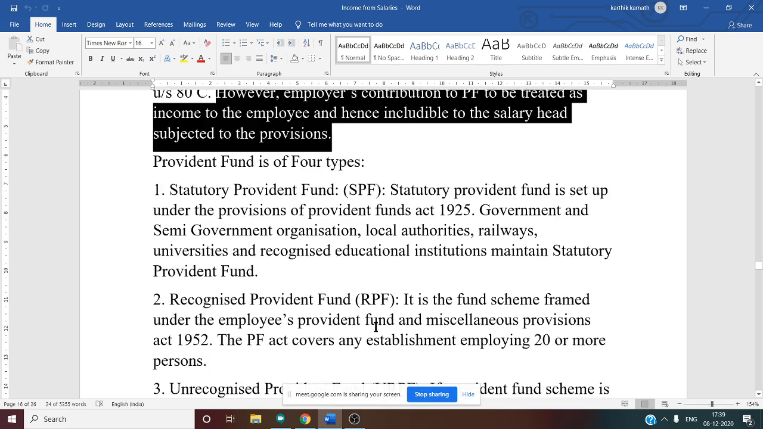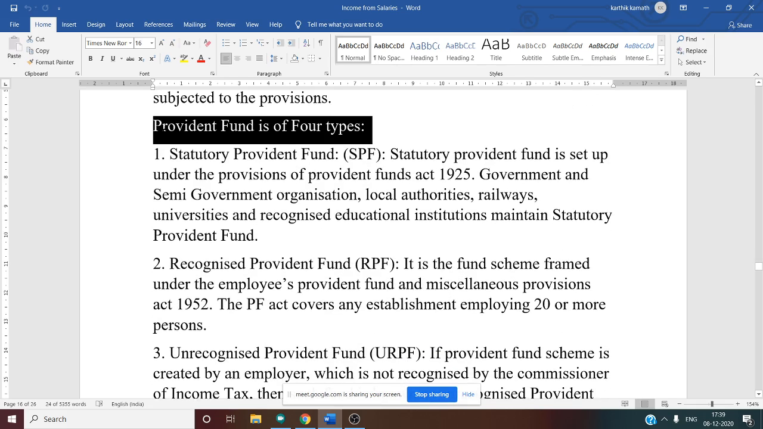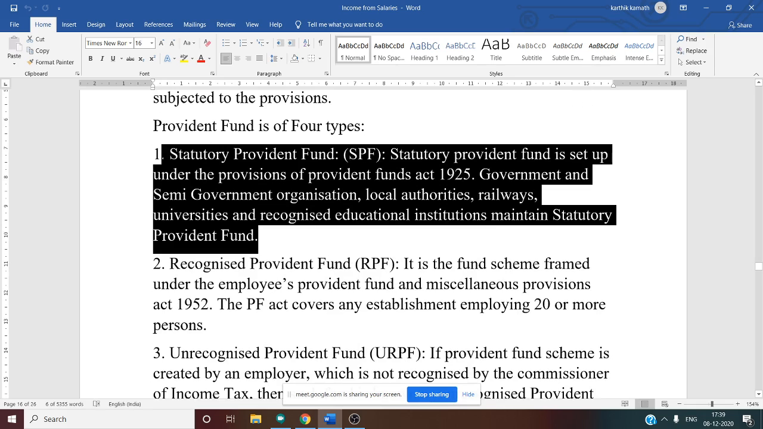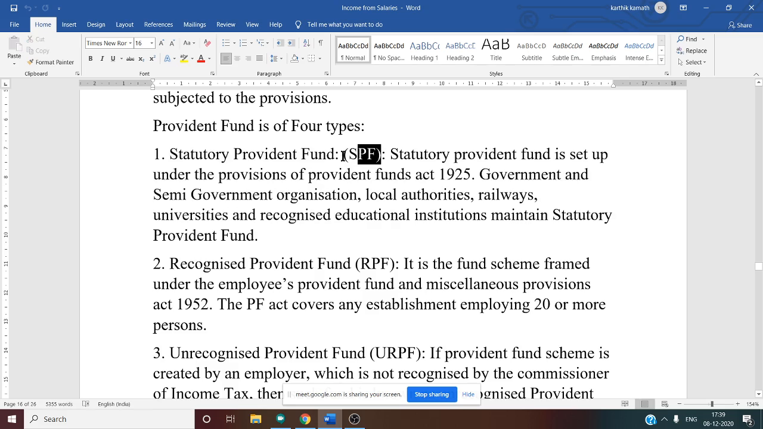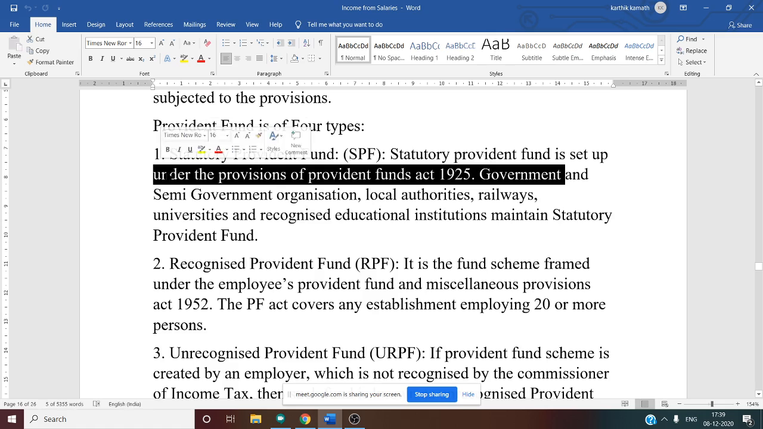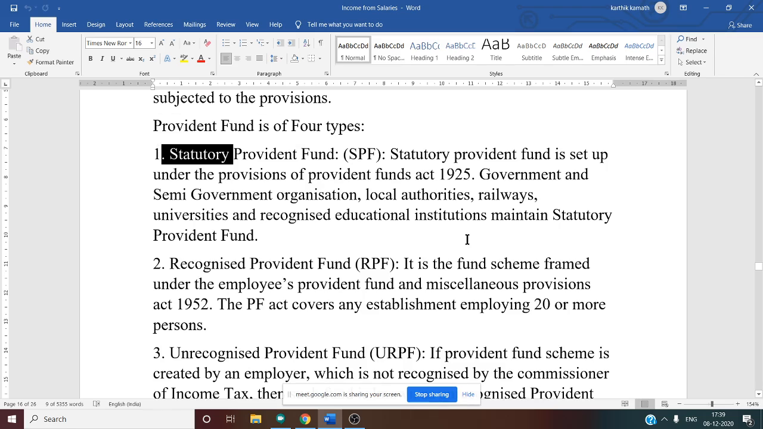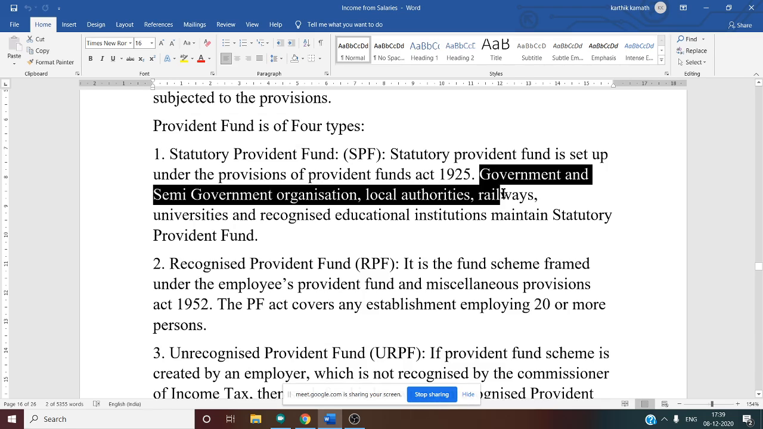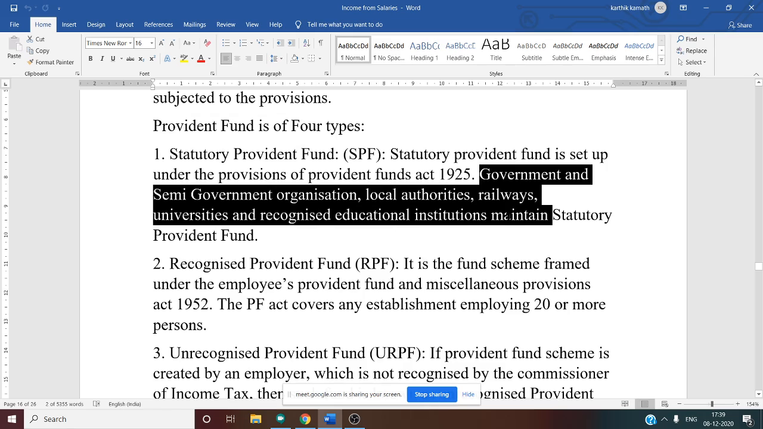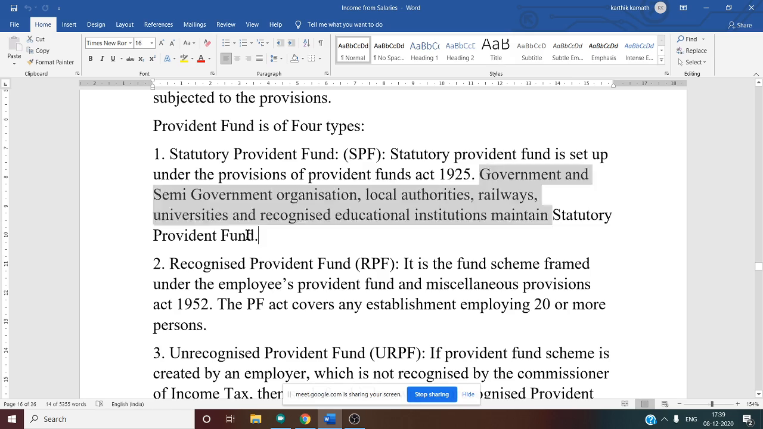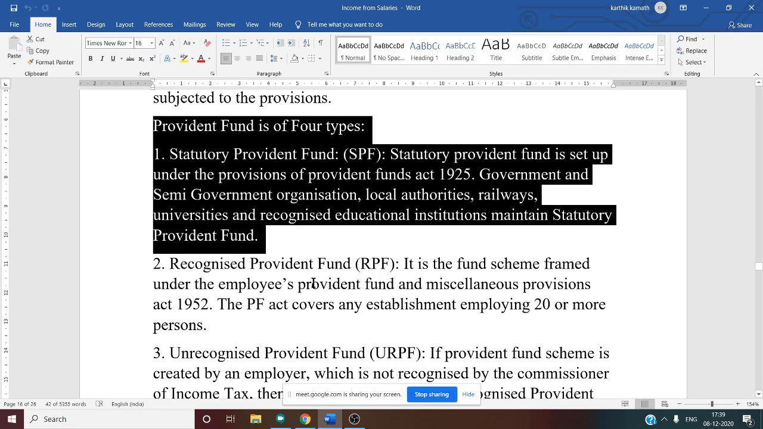So now, provident fund, four types of provident funds are there. So what are those provident fund types? We have to see one by one. First one is statutory provident fund, popularly known as SPF. It is a fund set up under provisions of Provident Fund Act 1925. Statutory means it may be a government or semi-government organization, local authorities, railways, universities, recognized educational institution maintain statutory provident fund. So this is brief information about SPF.